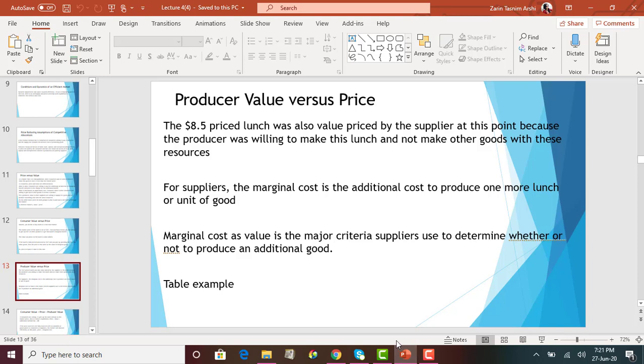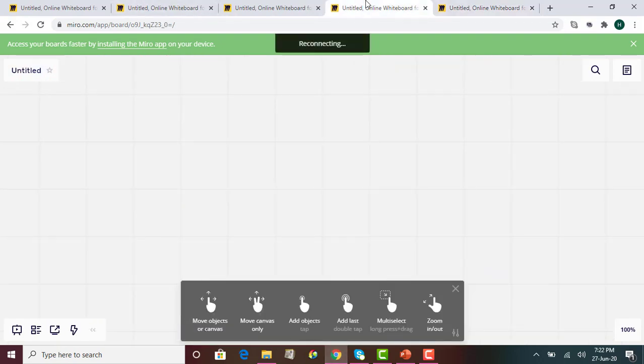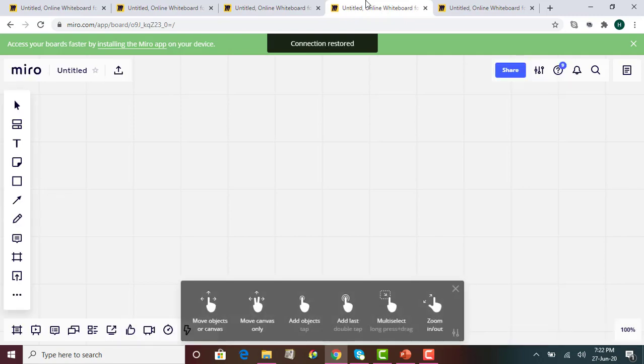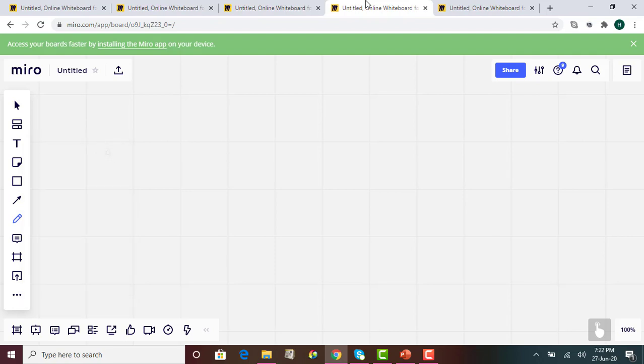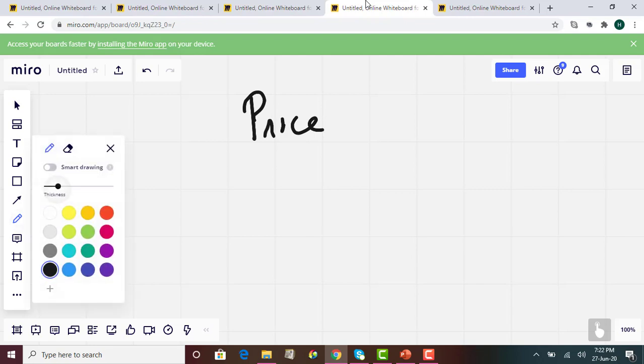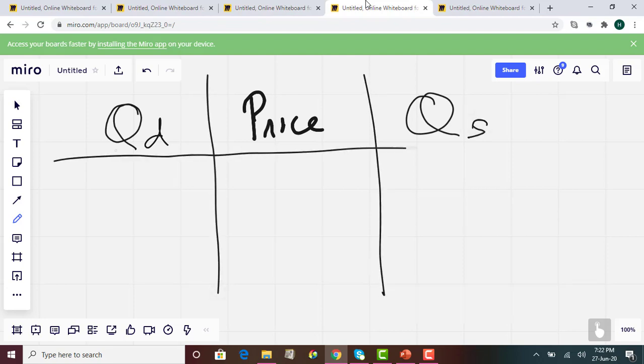Okay, so let me do this example and show it to you in a table, so you guys are clear what I'm trying to say. Let's say we are given a table. Okay, we have price, and on the left hand side, let's say we have quantity demanded, and on the right hand side we have quantity supplied. Let's say this is for the McDonald's lunch we are looking at.